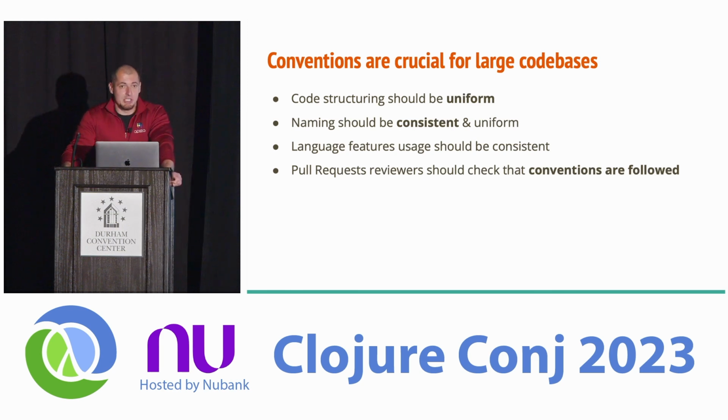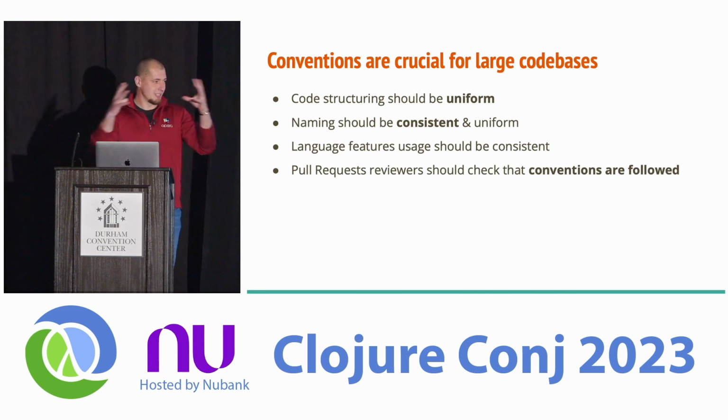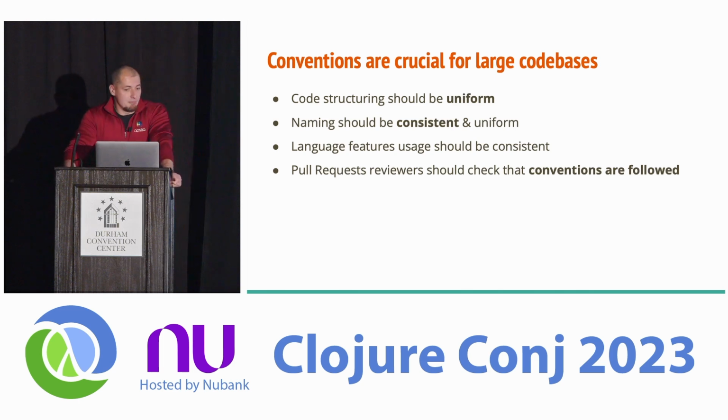Which means that for us, it was important to structure the code consistently for all of the applications, for all of the sub-applications that we merge into the single application. Be consistent with names, be consistent with which features of the language we use, try to avoid macros at any cost. And in this case, pull request review becomes a review of whether you match the convention or not.